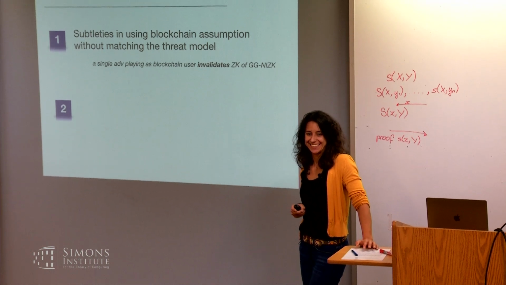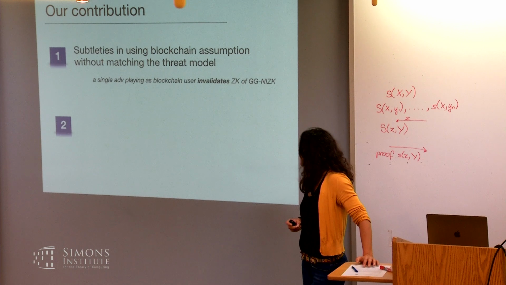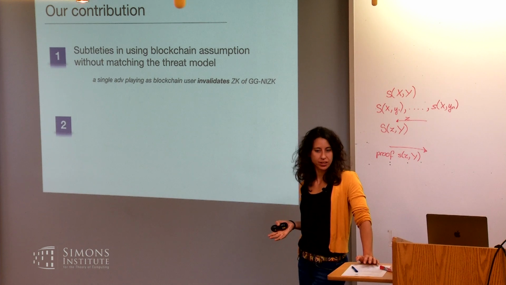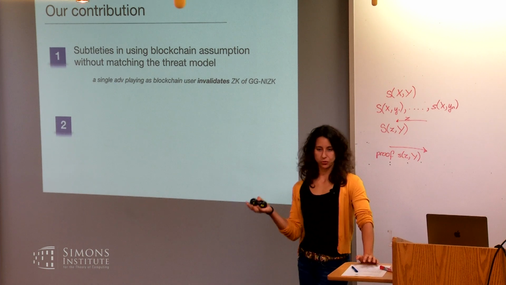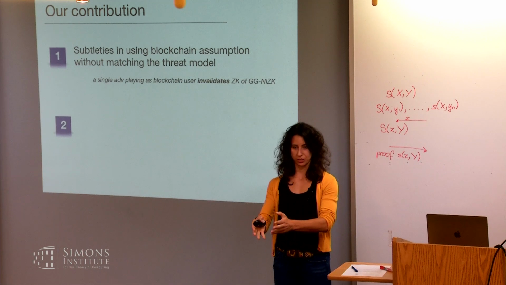What is the difference between an adversary and an adversary playing as a blockchain user? Because a blockchain user can be honest. A blockchain user, meaning that the adversary does not have to be a corrupted blockchain user.